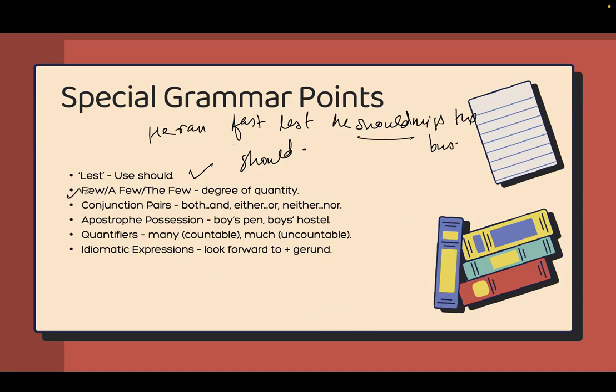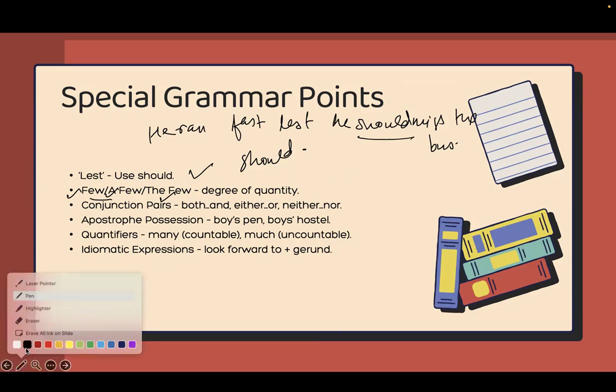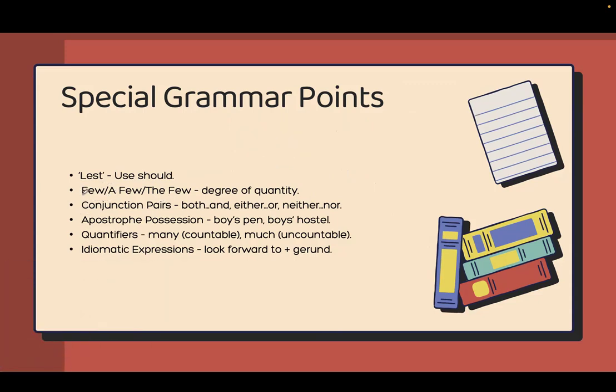Next is the usage of few, a few, the few. Degree of quantity. All these three show different quantities. Let me erase this. Okay. When I talk about few, this is almost none. Let me write it here. If I talk about few, it means almost none, right? If I talk about a few, it means some. A few friends came over. Okay. If I talk about the few, I mean all those.